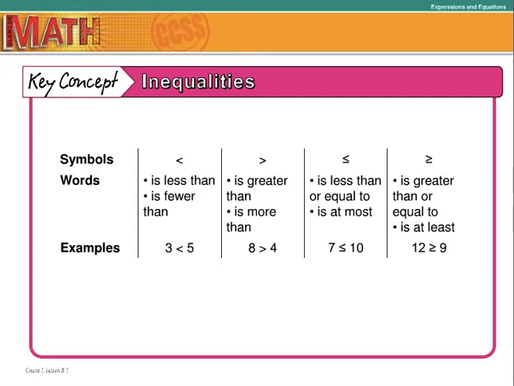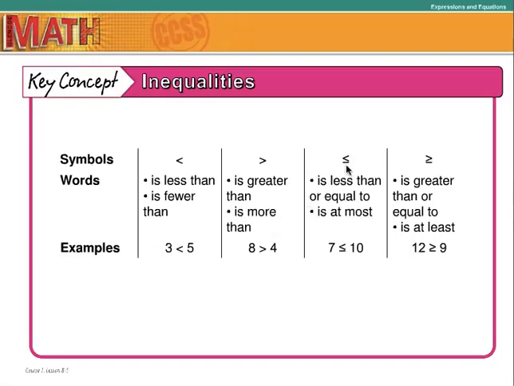So inequalities, let's go over what these symbols mean. This is our less than sign because we read sentences from left to right in English, and what's on this side is less than what's on that side. Another way of saying it is fewer than. Here's an example: 3 is less than 5. This is greater than because again we read from left to right, and so we see that 8 is greater than 4. Another way of saying it is more than 4.